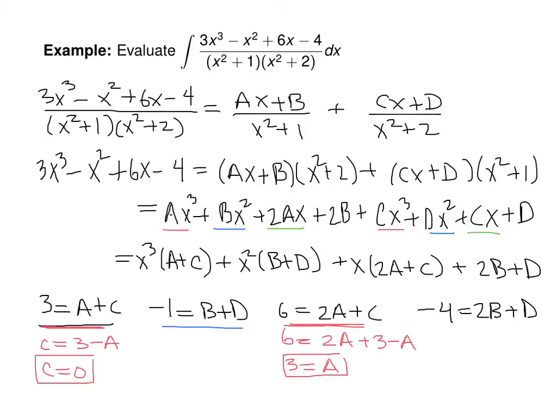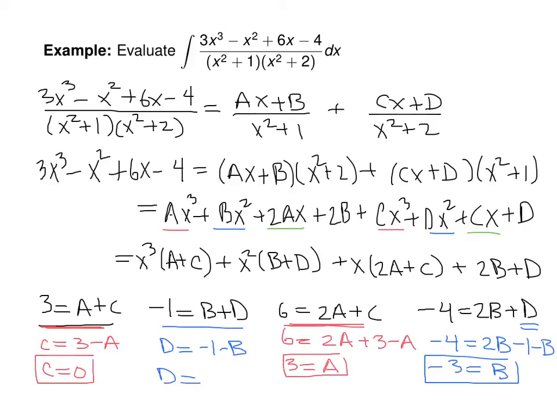Using this equation, we have that d is equal to negative 1 minus b. Plugging that into here, we have negative 4 equals 2b minus 1 minus b. So negative 3 equals b. And then using that, d will equal 2.